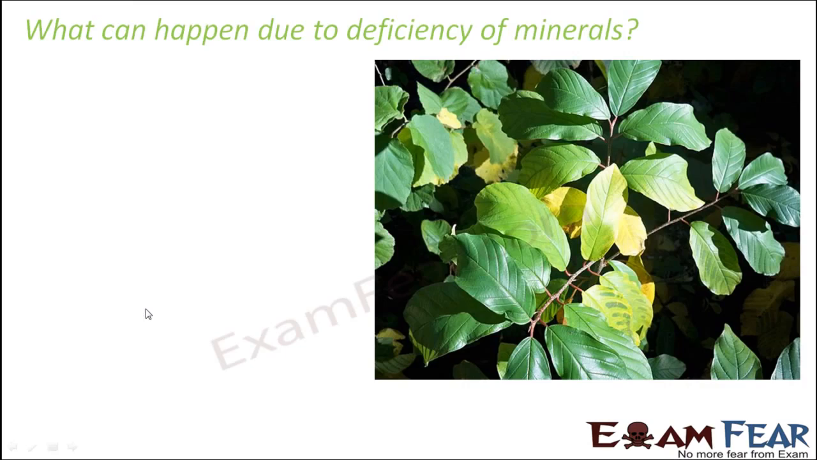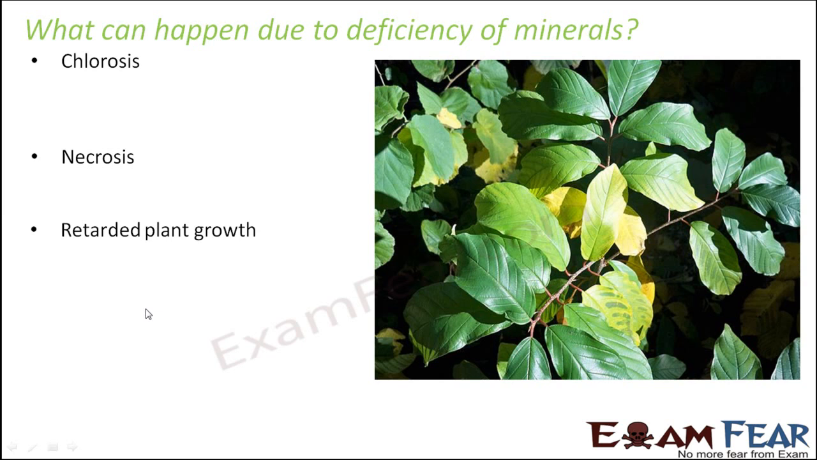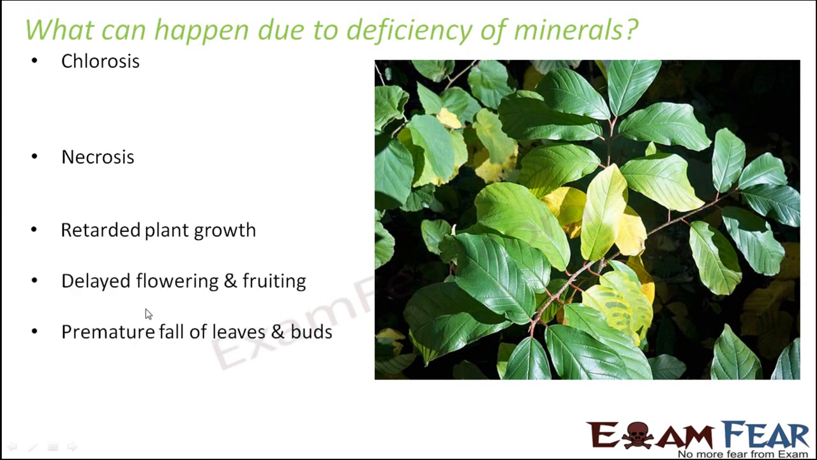Now, based on whatever we have studied so far, what can you tell about the consequences due to deficiency of minerals? What will happen if a plant is short of minerals? So I'm talking about general, not only about one specific mineral. So based on whatever we have studied so far, we can see chlorosis can happen. What is chlorosis? We'll see that. Necrosis can happen, retarded plant growth, delayed flowering and fruiting, premature fall of leaves and buds, inhibition of cell division. So these are some of the common consequences that can happen to any plant due to deficiency of one or more minerals. So let us see what are each of these.